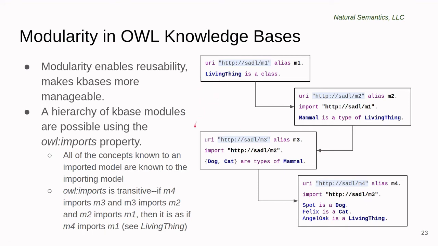So in other words, all of the concepts known to an imported model are known to the importing model. So in other words, OWL imports is transitive. If M4 imports M3, and M3 imports M2, and M2 imports M1, then it is as if M4 imports not just M3, but also M2 and M1.